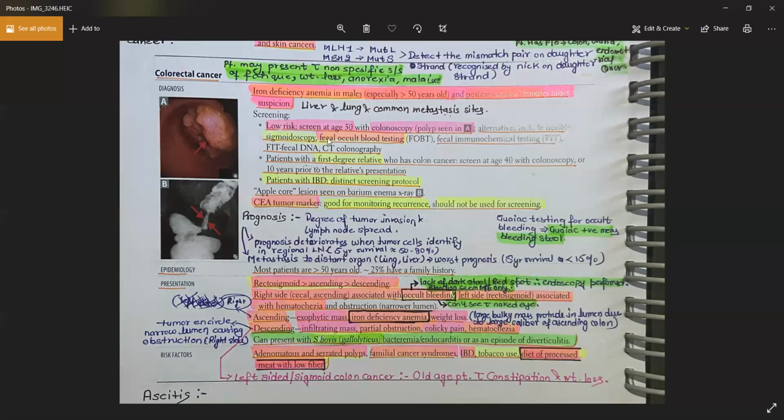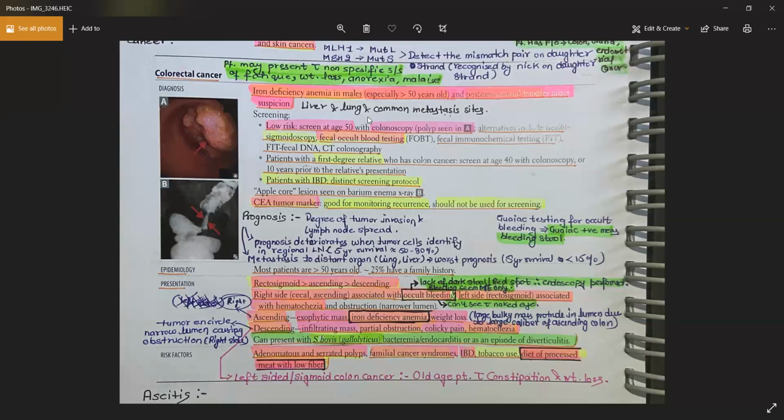You can also do the fecal occult blood test, in which you do guaiac testing. If the guaiac test is positive, that means the patient has bleeding in the stools. Another thing you will do is fecal immunochemical testing, and DNA testing would be there. You can do CT colonography. But the most important one is basically the colonoscopy.